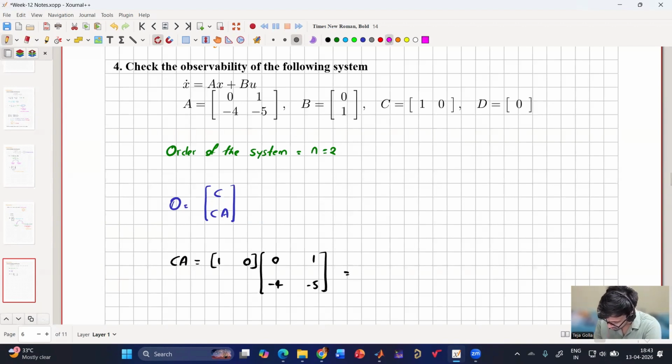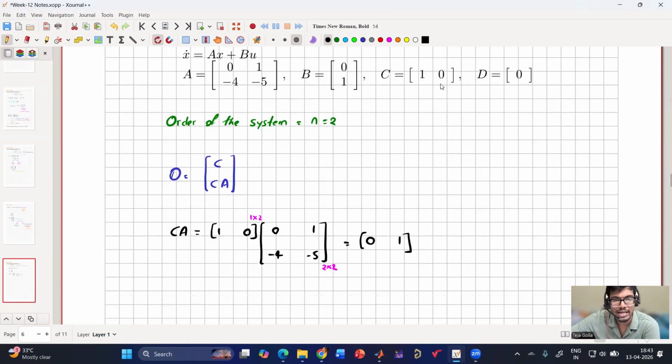Just to check, this is 1 cross 2 and this is 2 cross 2, so eventually I'll get 1 cross 2. The first element is 0 and the second element is 1. So we'll get [0, 1]. So CA is [0, 1] and C is [1, 0].